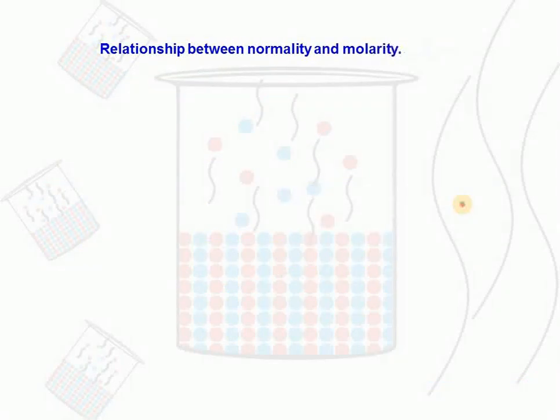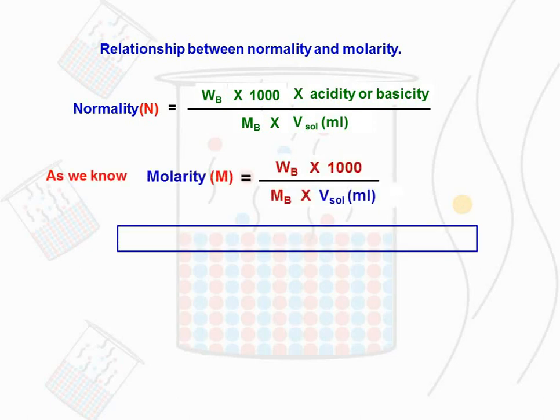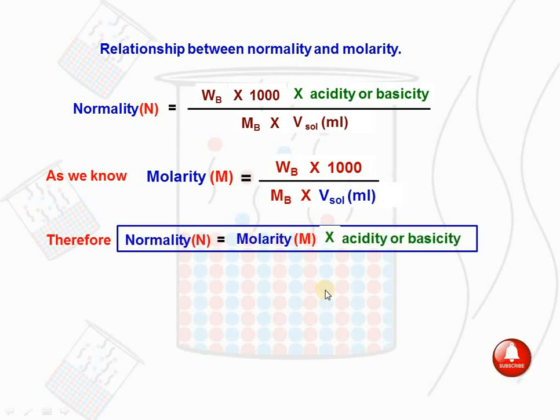Now the relationship between normality and molarity. The normality has the formula WB into 1000 multiplied by acidity or basicity divided by MB into volume of solution in ml, and the formula for molarity is WB into 1000 divided by MB into volume of solution in ml. While seeing the formula of normality, these values 1, 2, 3, 4 match with the formula of molarity. So that's why I'm marking them with color. Those values whose color is changing are the values of molarity. So instead of these values, we can put the molarity. So the formula of normality becomes: normality is equal to molarity, that is capital M, into acidity or basicity.